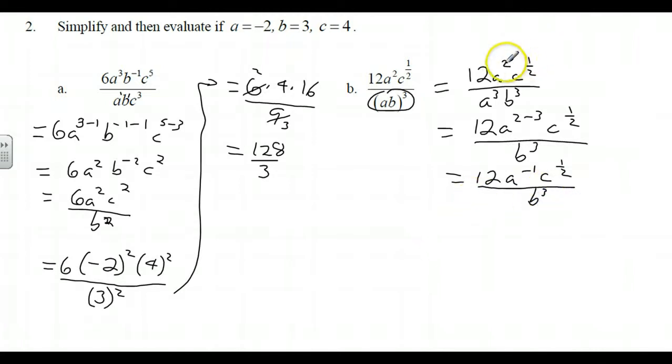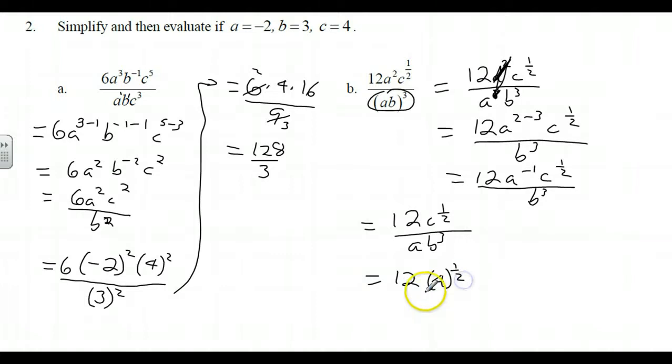There are easier ways to do this. You could just cross this off and take that out and just say the a squared goes into the a, leaving you with 1a on the bottom. So it's 12 c to the 1/2 over a b cubed. Now we substitute. So c is 4. Thankfully that has a square root, right, because we need that, over negative 2 and 3 cubed.